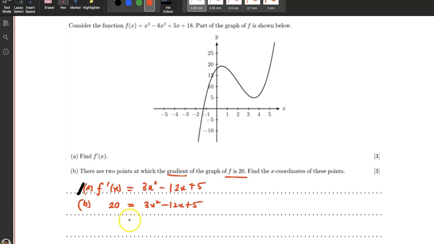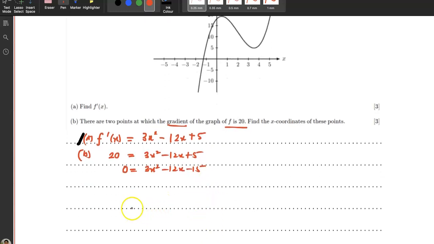And then you move 5 to the other side, so 15. So 20 to the other side, minus 15, correct? And then you can use your calculator and tell me the values of x. You can also use the equation polynomial, degree 2. So you have 3, minus 12, minus 15. So 5 and minus 1. Correct? So x is equal to 5, x is equal to minus 1. So find the x coordinate of this point, which you very easily got.